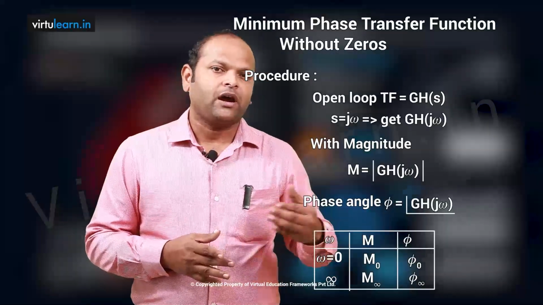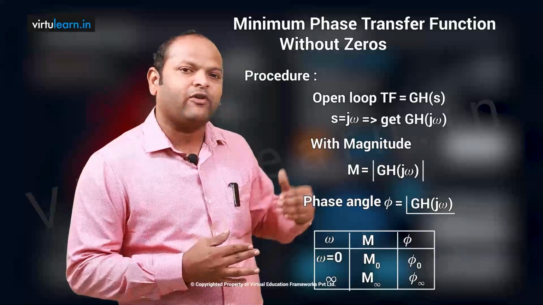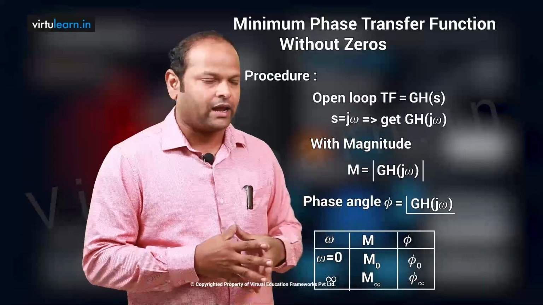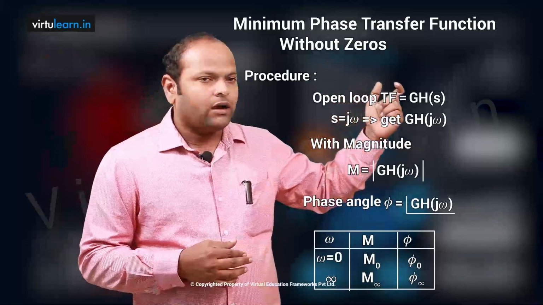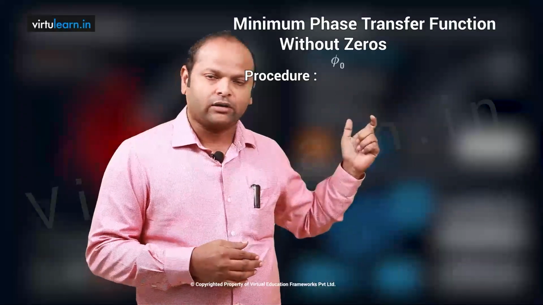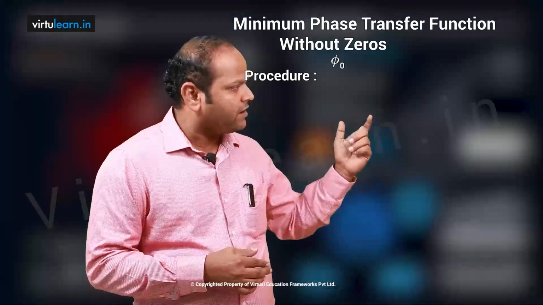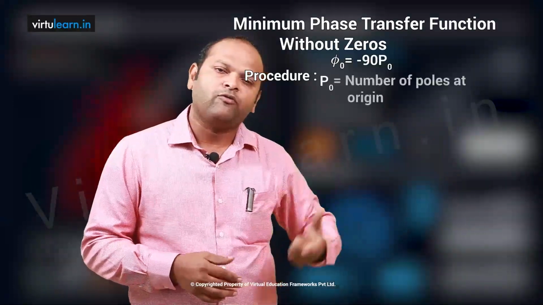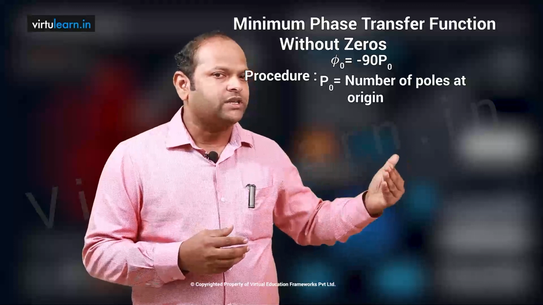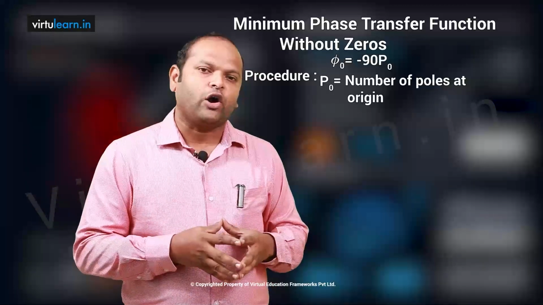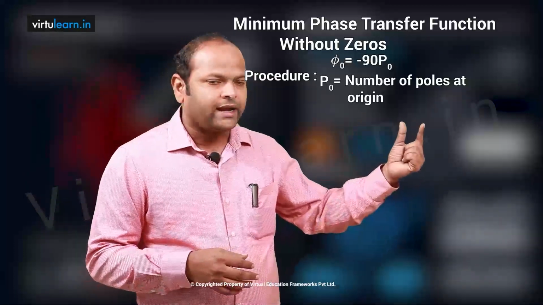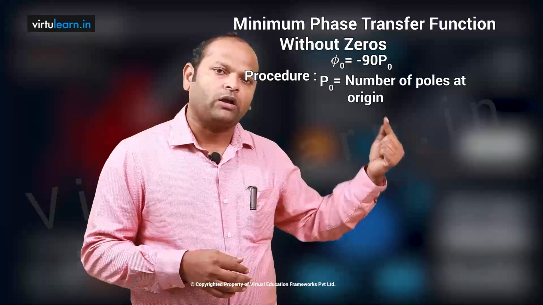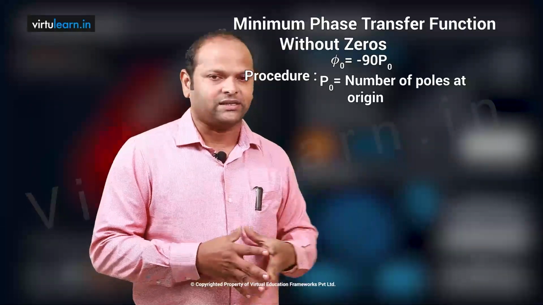From the type and order, we can easily find the starting angle and ending angle. So let us say the starting angle is phi naught. Formula-wise, phi naught is equal to minus 90 p naught, where p naught is the number of open loop poles at the origin. That means origin poles, so minus 90 into p naught. If you have one pole at origin, the angle will be minus 90.